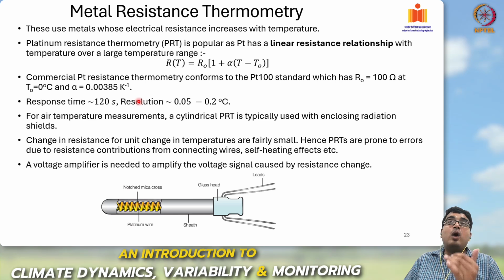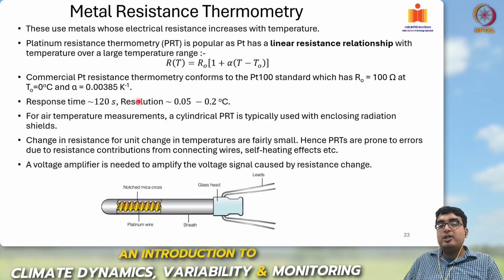The response time is also quite low. Response times are around 120 seconds. So it takes more than 2 minutes, and remember response time is 3 tau. So a step change in temperature will take 2 into 3, 6 minutes to get fully recorded. Resolution is reasonably good, 0.05 to 0.2 degree centigrade.